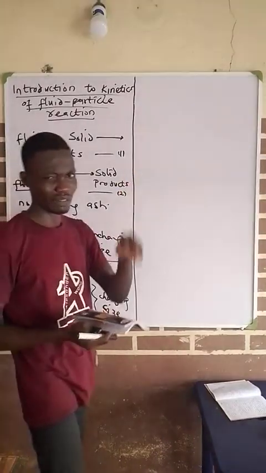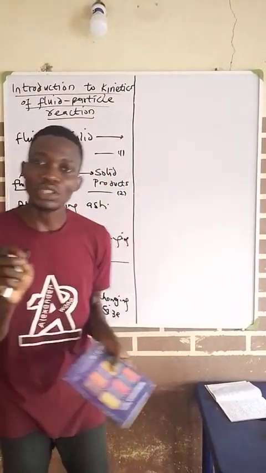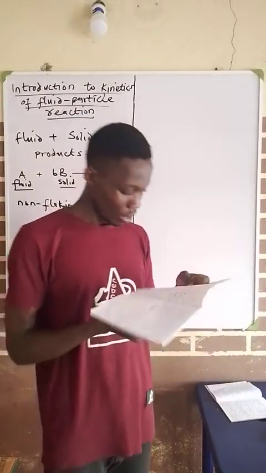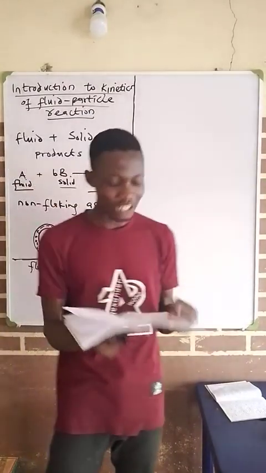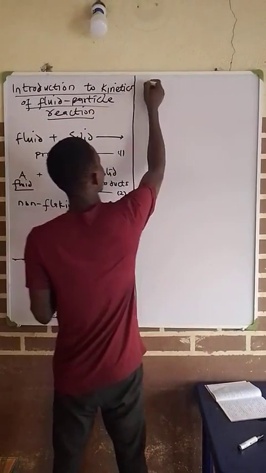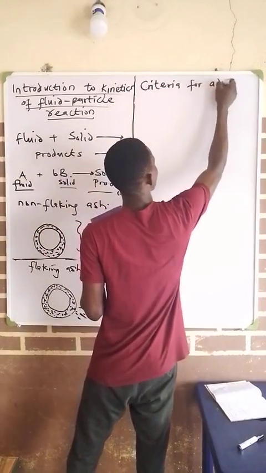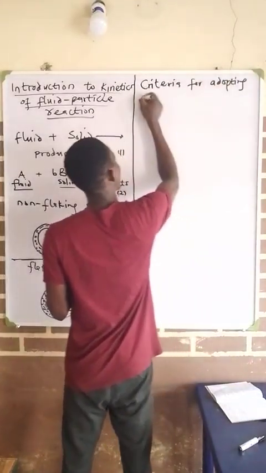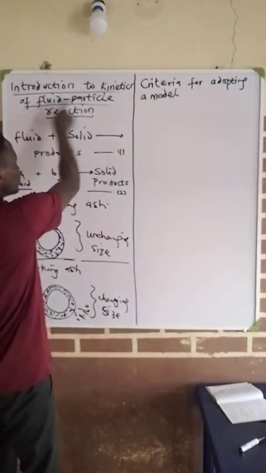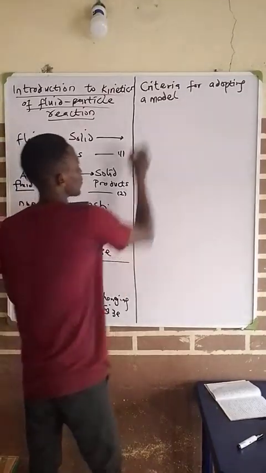Now, but before we look at the models, let's look at the criteria that make for the selection of a good or a relatively excellent model. There are two major criteria for choosing or adopting a model. The criteria for adopting a model. Which model? The fluid particle reaction model. Now, what are these criteria?